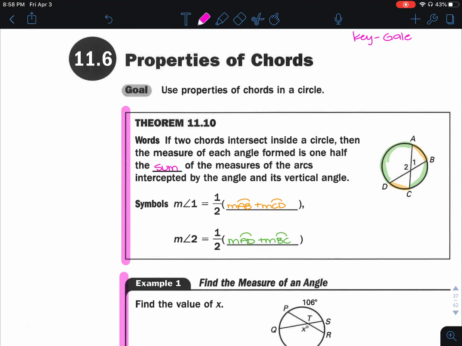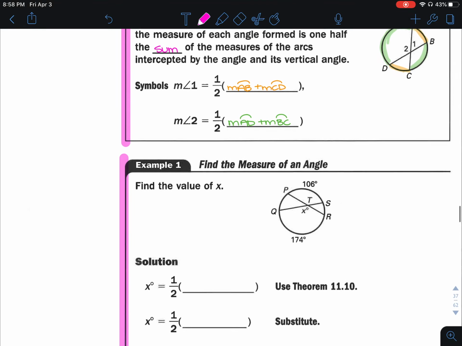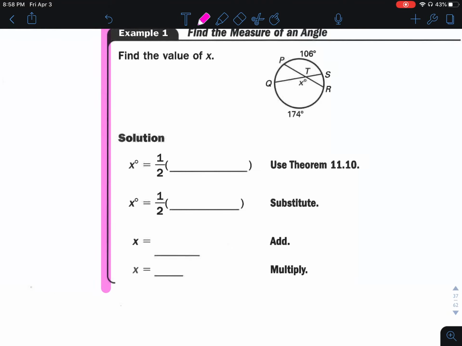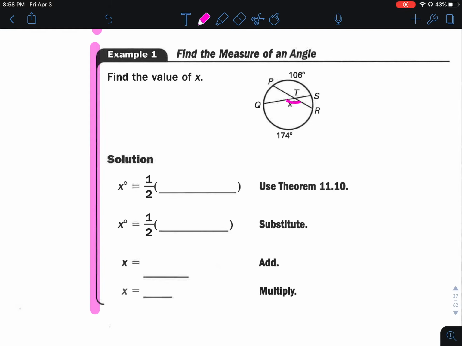Okay, let's use this theorem and put some math to it. Let's talk about example 1. I want to find the value of x. First I have to determine, do I have an arc or do I have an angle? What am I trying to find, an arc or an angle? In this case, my x is this part here. That is inside my circle, so that is an angle.